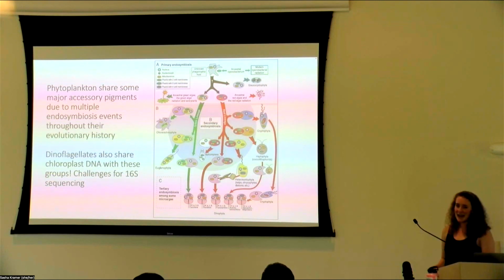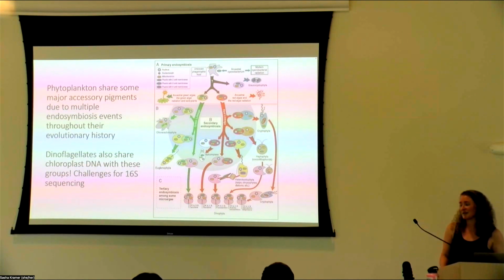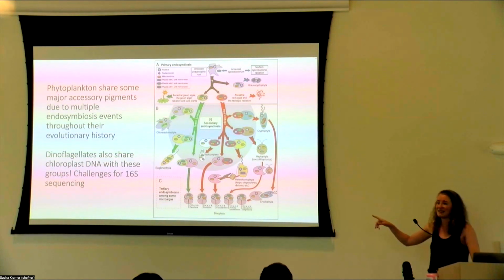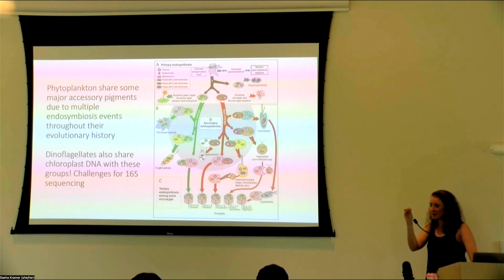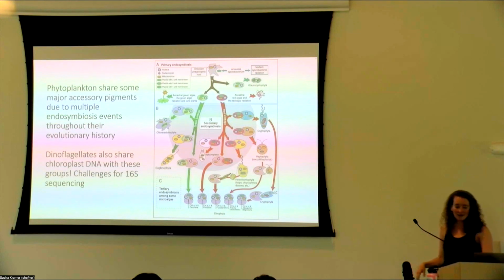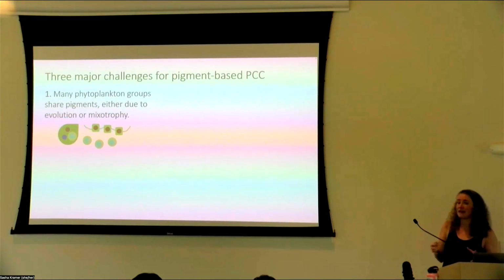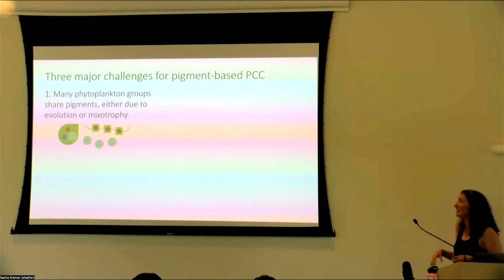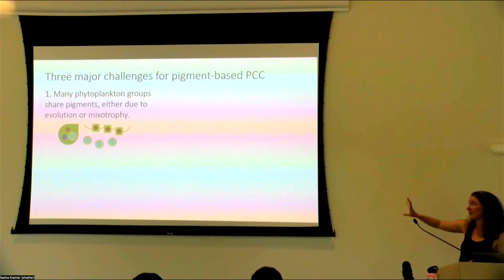So this is kind of a mess, right? And it also gets back to that challenge for 16S sequencing, where if you're looking just at the chloroplast, you're only detecting what's in the chloroplast. So you might not actually be detecting the rest of the organism if it stole its chloroplast from somebody else a long time ago. So we can kind of distill these challenges for pigment-based phytoplankton community composition into 3 broad categories as far as I see it.